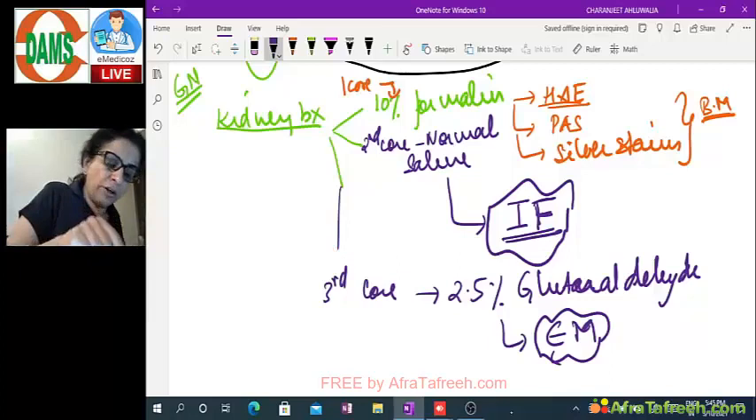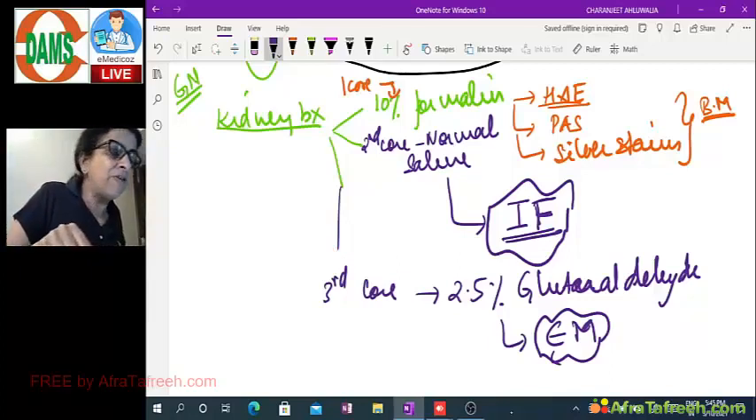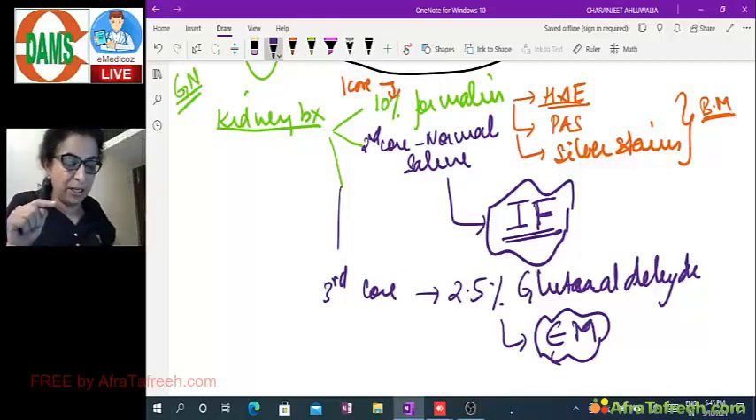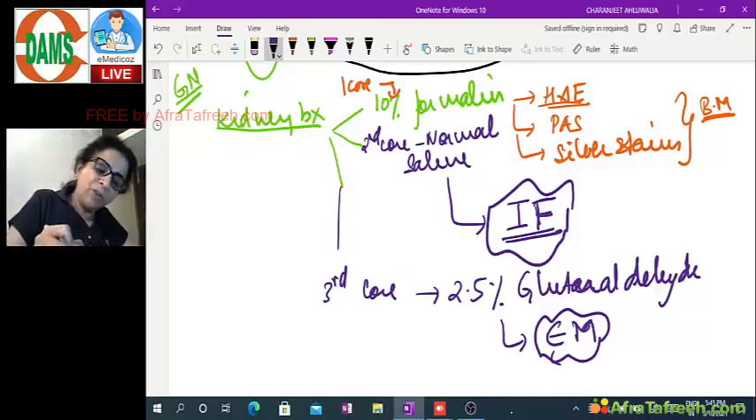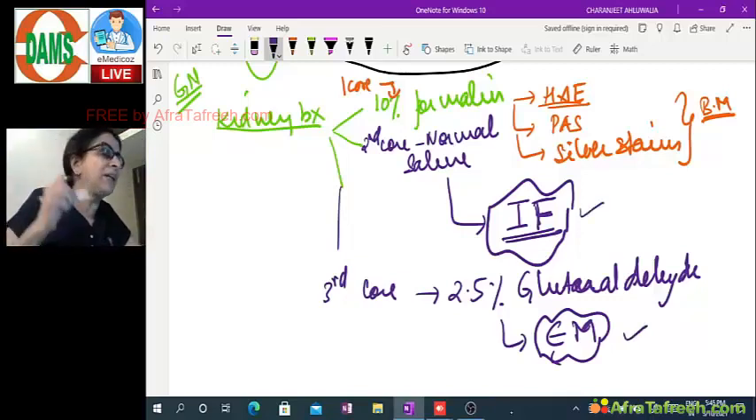Achha, second core, you will ask the clinician to send it in normal saline and you will do an immunofluorescence examination on that. And third core, you will ask them to put it in 2.5% glutaraldehyde and you will examine it by electron microscopy. Okay, now second question, why do we do immunofluorescence? Why do we do an electron microscopy?